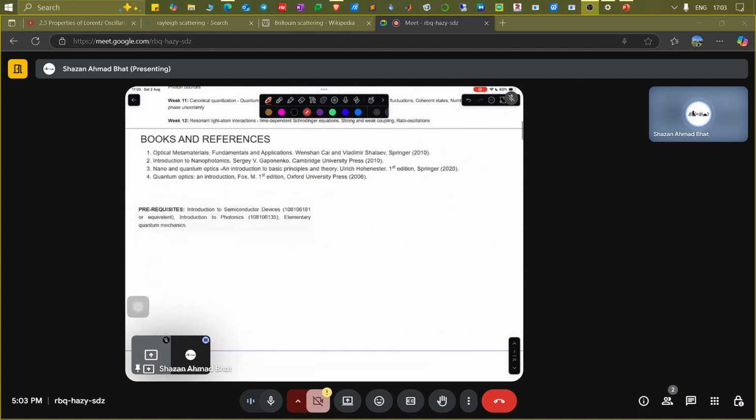These are the reference books, which you can follow if you are interested. The quantum optics one by Mark Fox is a very good book. You can definitely check other books as well. There is one more book by B.E.A. Saleh, I guess called Introduction to Photonics, and it covers a lot of aspects of photonics. If you are interested, you can definitely have a look at this book.